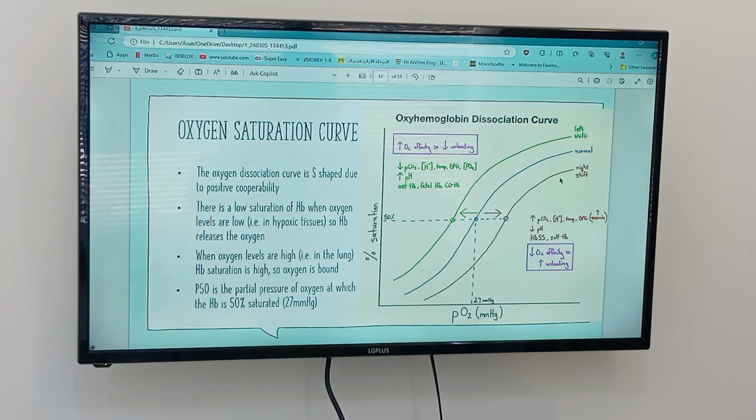So they make a comparison between the right shift and the left shift. This area is normal, with 50% saturation. The affinity of oxygen to connect with the hemoglobin is high and good. Here it's very low, and this happens when there is anemia, and the temperature also affects the affinity of the hemoglobin for the oxygen.